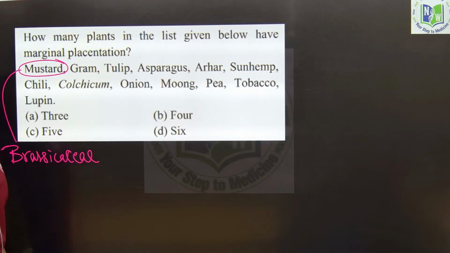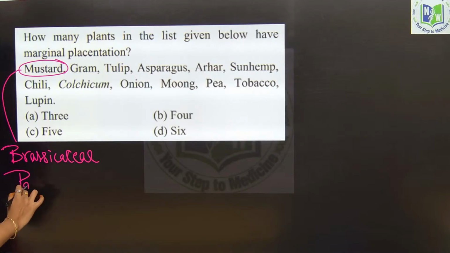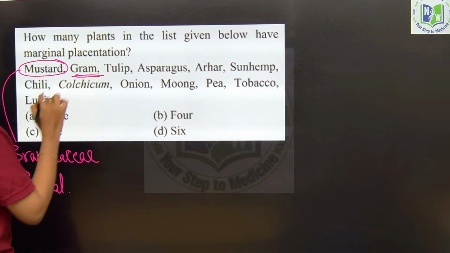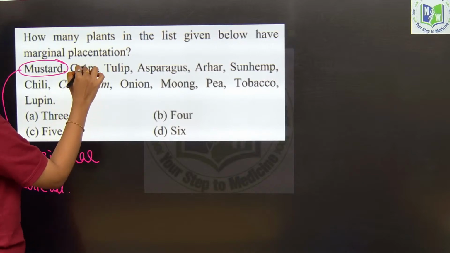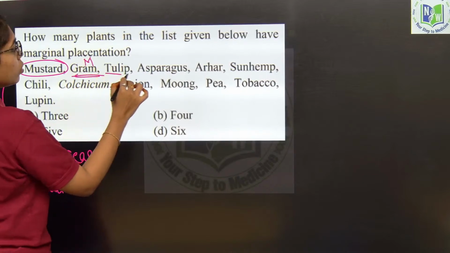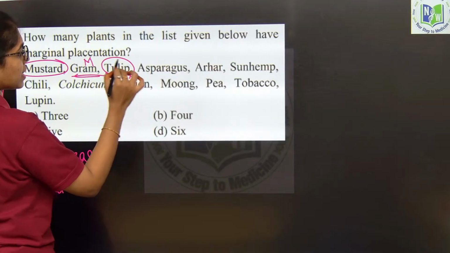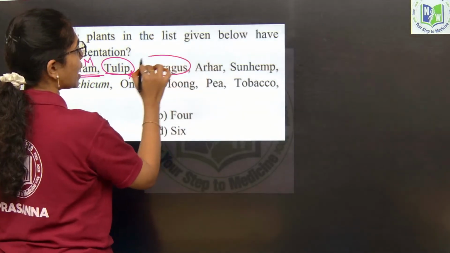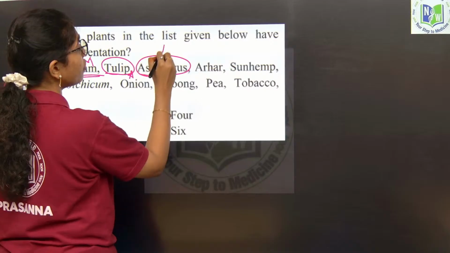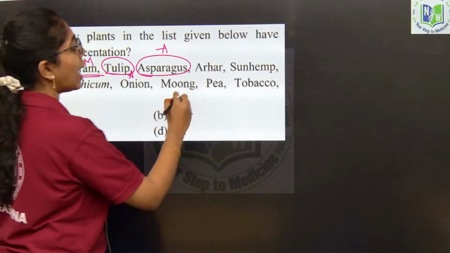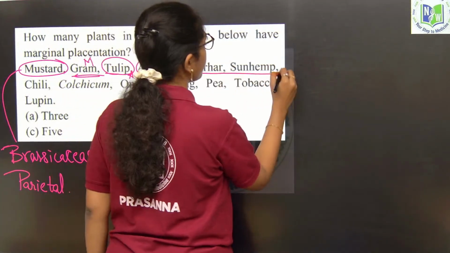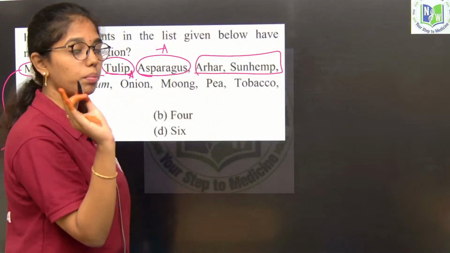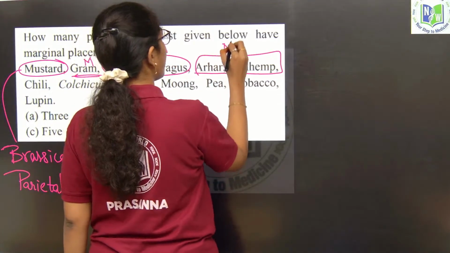Brassicaceae family, which placentation will be there? Parietal placentation. Okay. Gram is of Fabaceae member only. So this is of marginal placentation. Tulip of Liliaceae, which is of axile placentation. Asparagus is also Liliaceae member, which is of axile placentation. Arhar and Sunhemp, both of them again Fabaceae members which have marginal placentation.